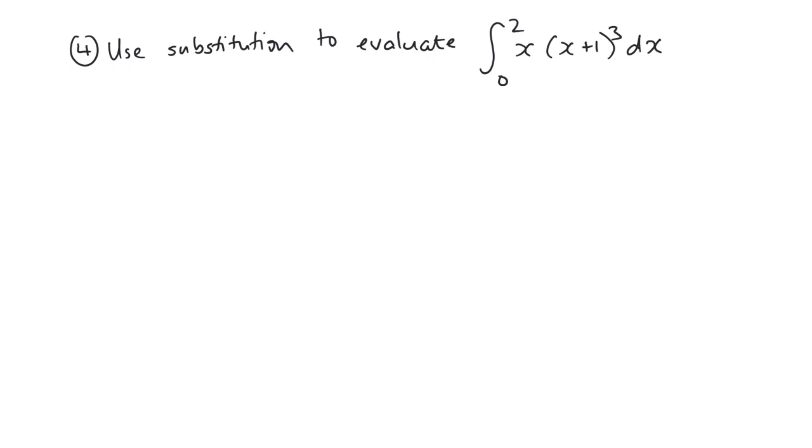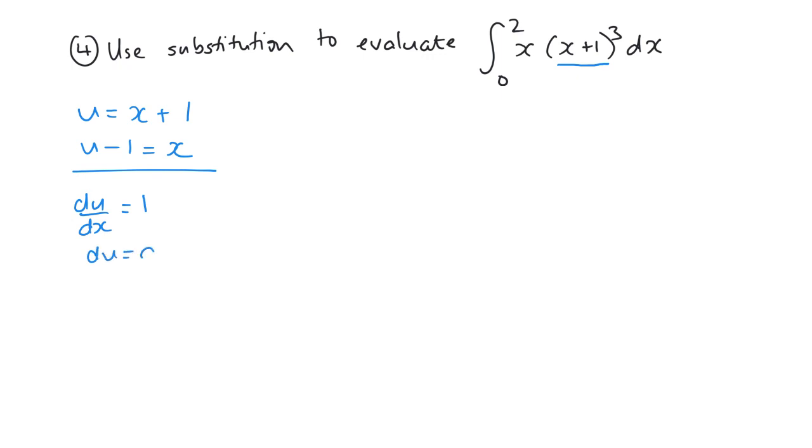And our fourth one then: use substitution to evaluate the integral between 0 and 2 of x upon (x plus 1) all cubed dx. So we're going to let u equal, the bit that's the most complicated is the one with the cube on it, so we'll let u equal x plus 1. So we can write u minus 1 equals x. Then differentiate u with respect to x and we'll get 1. So in this case, du is dx, so that's nice and straightforward.